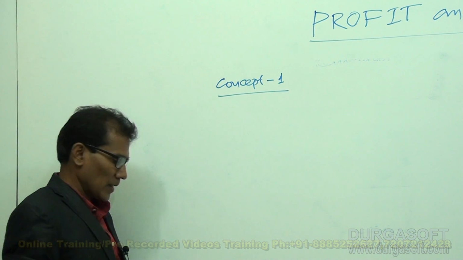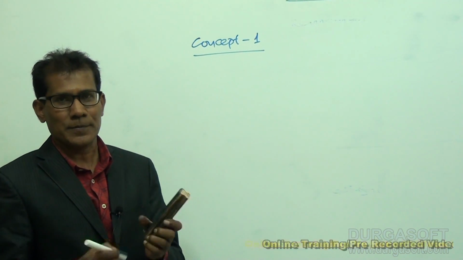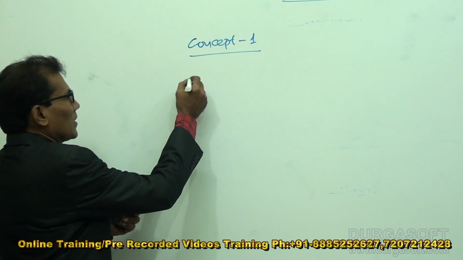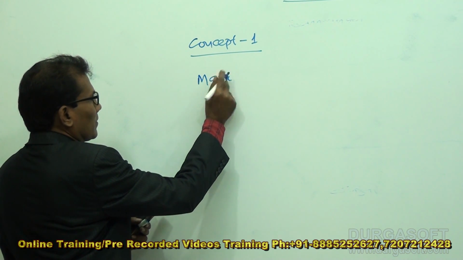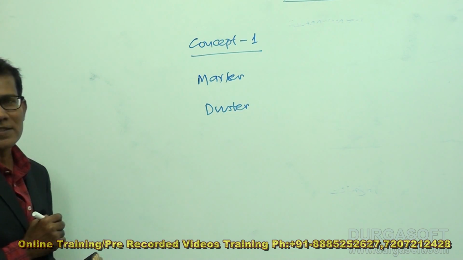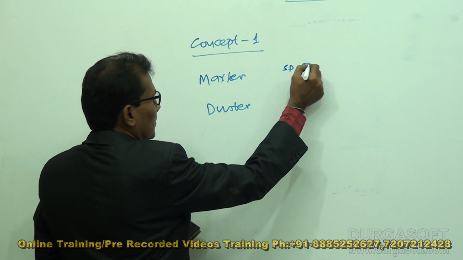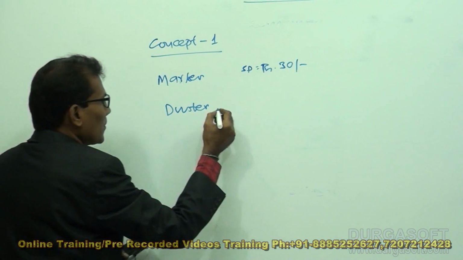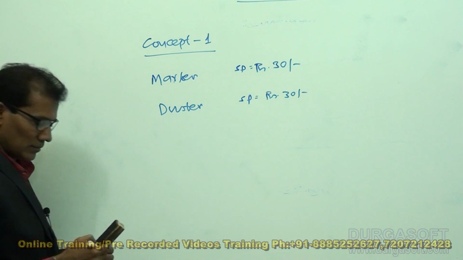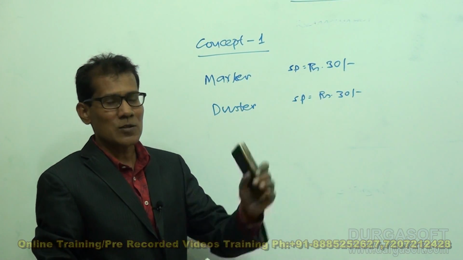See, for example, I have 2 things with me. One is a marker and one is the duster. I sold this marker and I sold this duster. These are the 2 articles I sold. I sold the marker for 30 rupees. Even I sold the duster for 30 rupees. I have 2 items with me. I sold this marker at 30 rupees, even the duster also sold at 30 rupees.